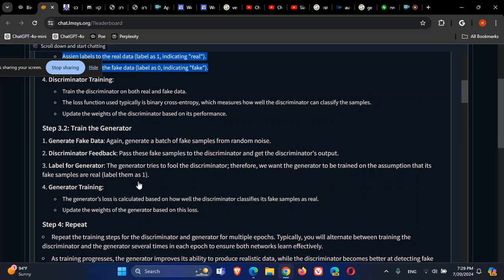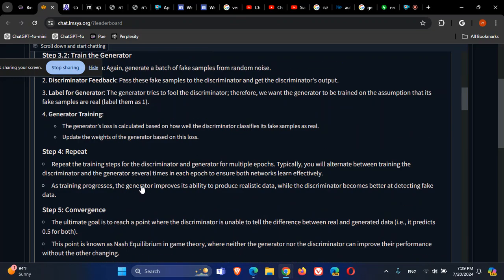You say, I want the generator's images to be classified as one. This is the outcome we want. And if it's classified as zero, fake for example, we need to get better and the loss function will be higher. And again, backpropagation, gradient descent and everything to update the weights using backpropagation.